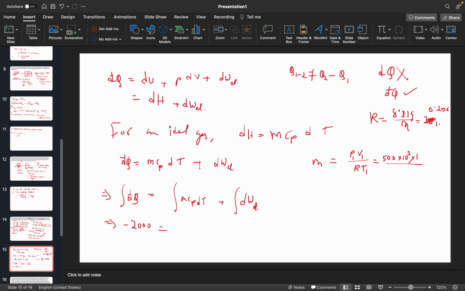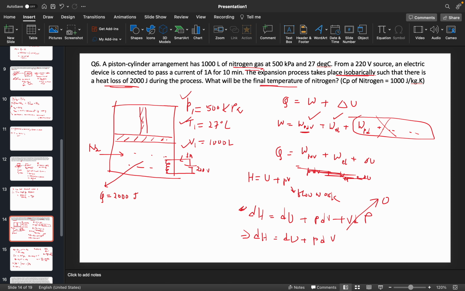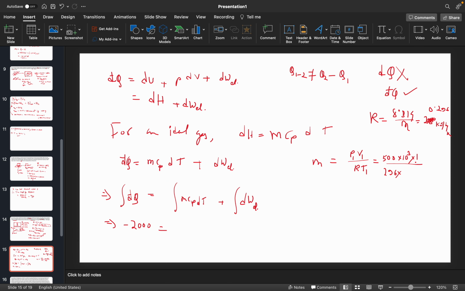0.296, this is kilojoule per kg Kelvin. Then we are expressing this as joule, so I will write this as 296. And what is my temperature? My temperature is 27, so it will be 300. So this is my mass of nitrogen. The mass of nitrogen is 500 into 1000 divided by 296 into 300. So 5.63 kg of nitrogen is there.